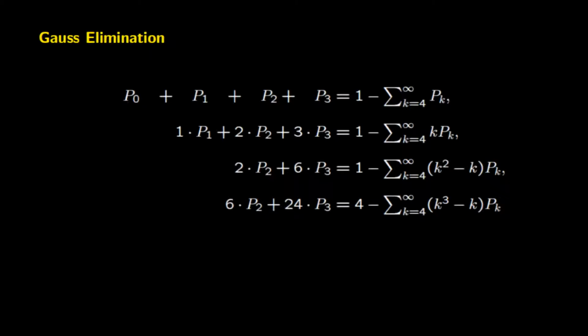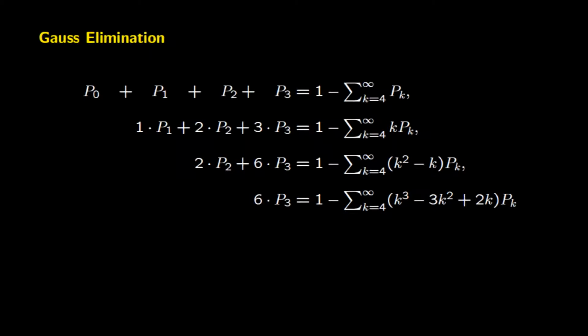Now use 2 times p2 in the third row to eliminate 6 times p2 in the bottom row. We subtract 3 times the third row from the bottom. The coefficient of p3 at the bottom row becomes 6. Let's look at the right-hand sides. The constant part of the bottom row becomes 1. Inside the summation, we have k cubed, minus 3 times k squared, plus 2 times k.